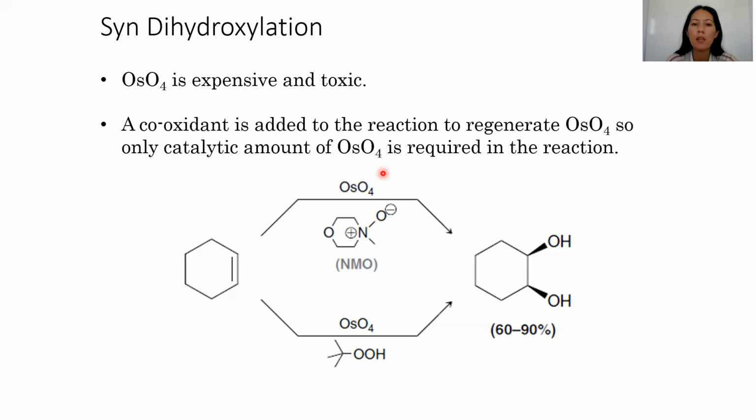So one way we can reduce that issue is to add just catalytic osmium and some sort of oxidant to reoxidize it. You can use methylmorpholine N-oxide, NMO. You could just write NMO. Or you can add this peroxy acid, the tert-butyl peroxy acid. Both of these would give you the same product in reasonable yields, and in some cases, very good yields.